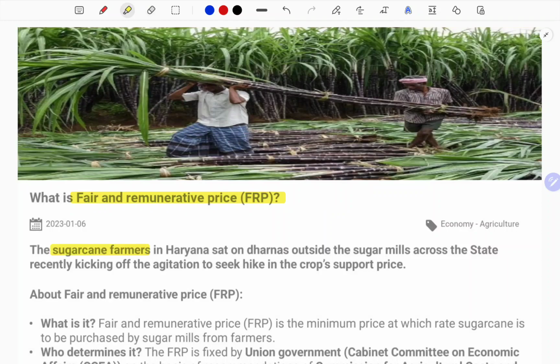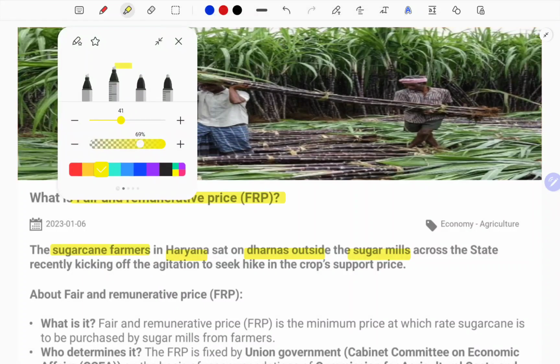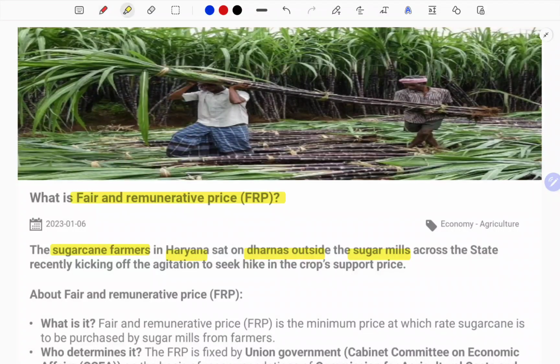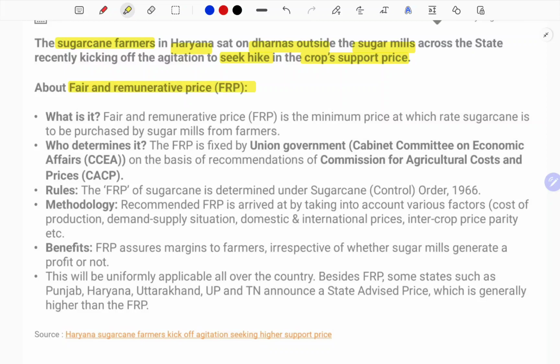So sugarcane farmers in Haryana sat on a dharna outside the sugar mills across the state recently, kickstarting agitations, and they are seeking a hike in the crop support price. So let us understand Fair and Remunerative Price.